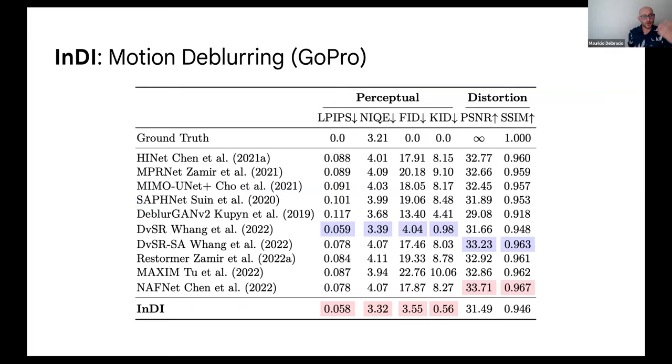So here, to give you an idea of where we are, you can see a table comparing state-of-the-art methods in terms of both perceptual quality metrics and distortion-based metrics. And as you can see, InDI produces results with many steps that are pretty good in perceptual quality. They are state-of-the-art in perceptual quality in this data set.